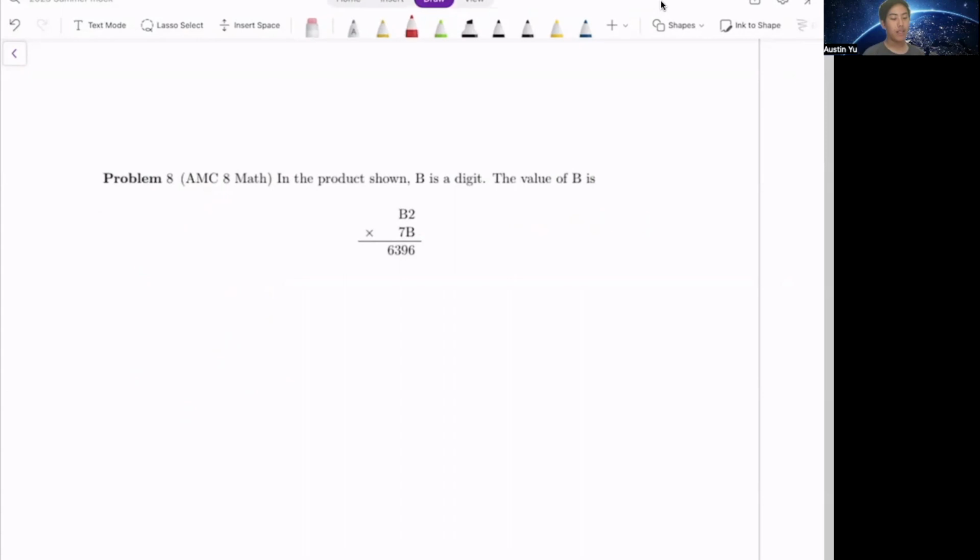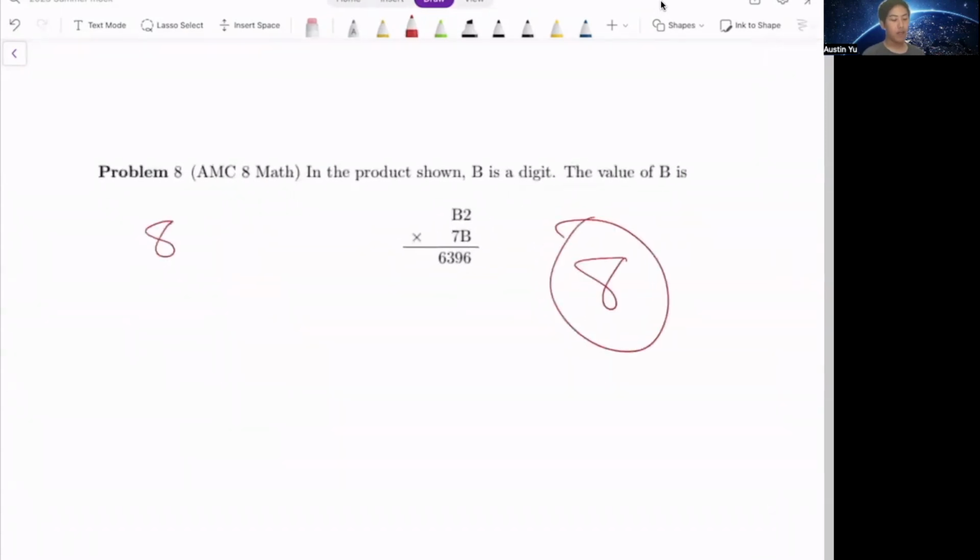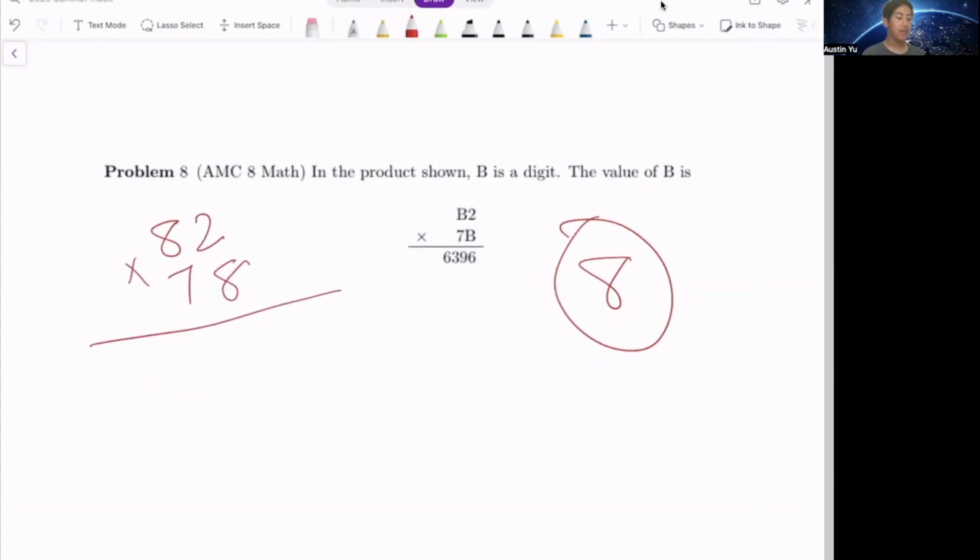So therefore, we know that it's 8. Just to make sure, let's see if 8 is correct. 82 times 78. We can do 2 times 8 first, which gives us 16. 8 times 8 is 64. 64 plus 1 equals 65. And then carry over, down a 0 because 78 becomes 70.